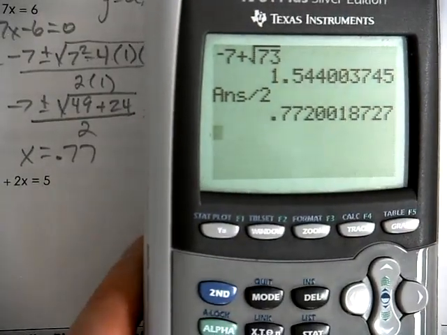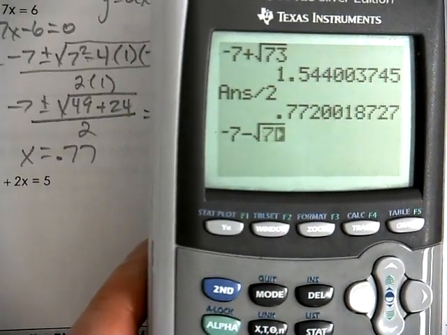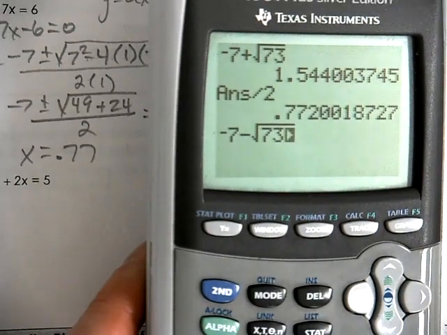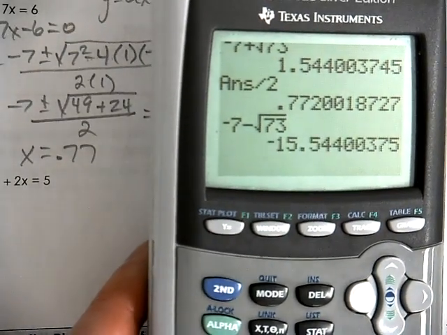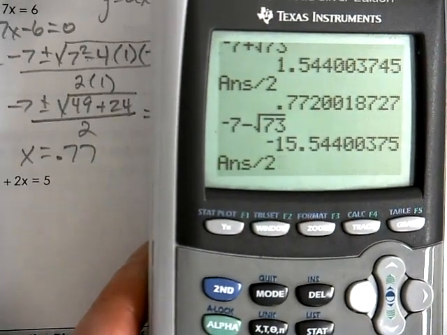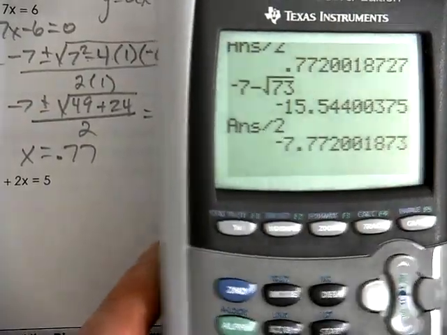Or you have negative 7 minus the square root of 73. Hit enter so you have the calculation of the top of your fraction, divided by 2. And that gives you negative 7.77.